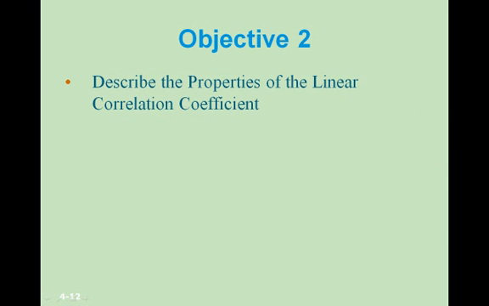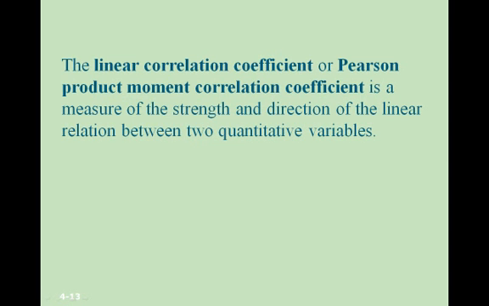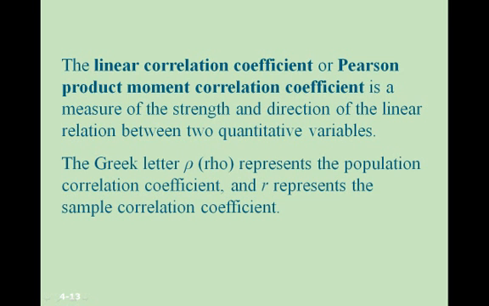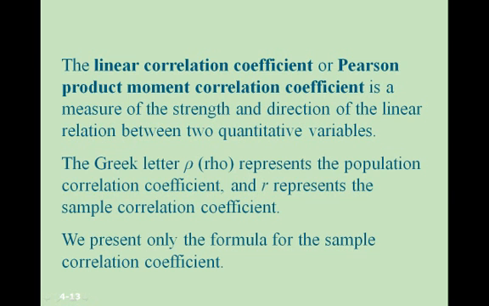Objective 2: we want to describe the properties of the linear correlation coefficient. The linear correlation coefficient, or Pearson product moment correlation coefficient, is a measure of the strength and direction of the linear relation between two quantitative variables. The Greek letter rho represents the population correlation coefficient, and r represents the sample correlation coefficient. We will only look at the formula for the sample correlation coefficient.